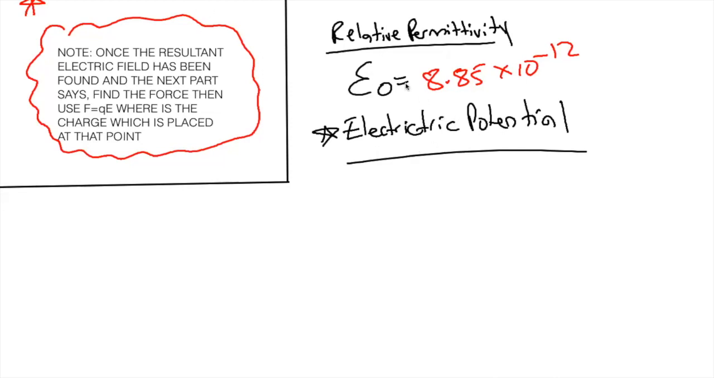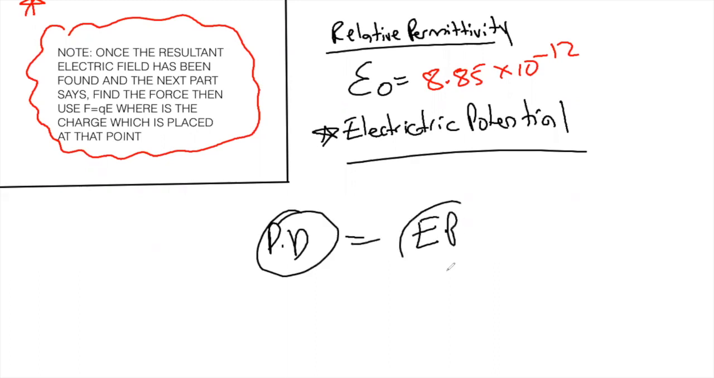Now, a lot of students, what they do is they confuse this with the potential difference. This and this, they're not the same. They're different. Yes, we cannot deny the fact that both of these units, they are volts. Both of them are in volts. But this is potential difference and this is electric potential.